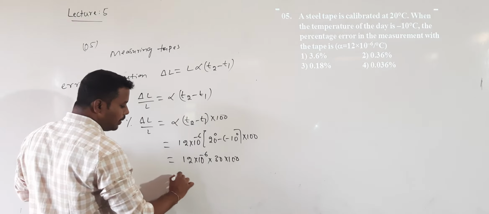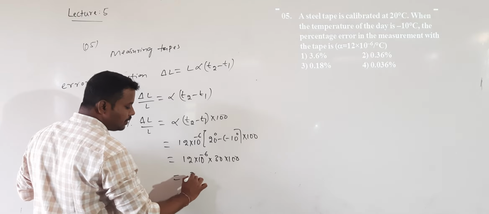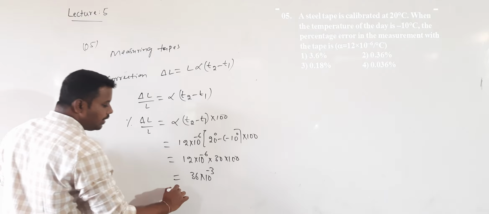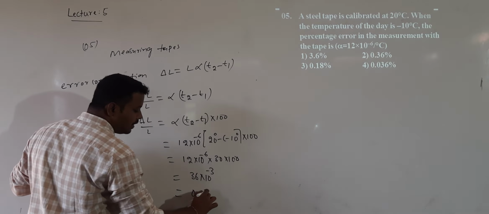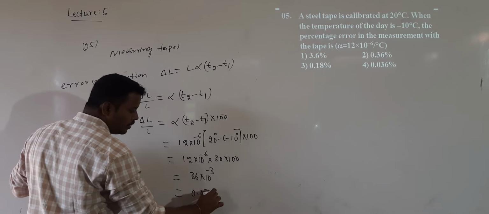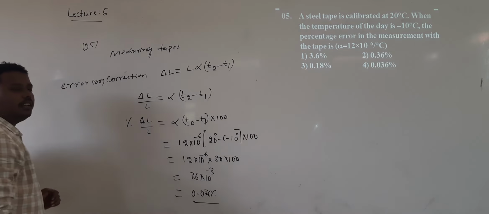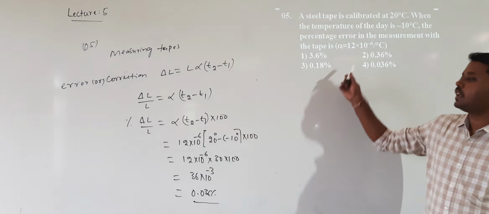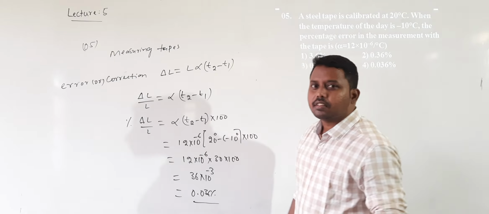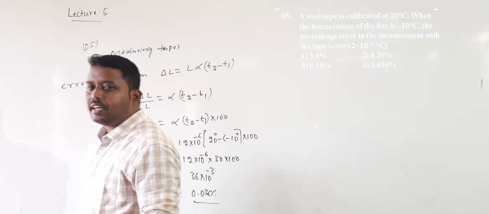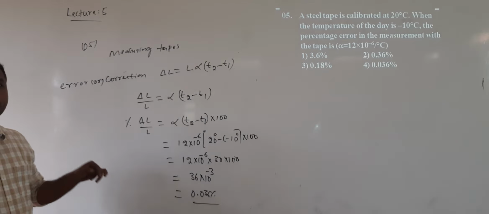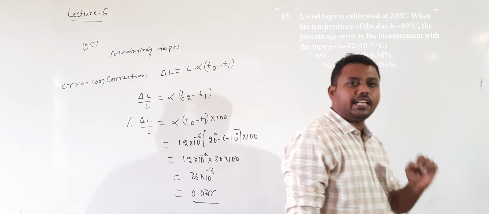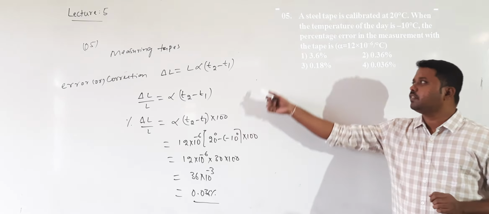Then 12 threes are 36, so 36 into 10 power minus 3, which is 0.036, that is 36 by 1000. So that is the percentage of error in the measurement of length. Why did the error occur? Due to the change in temperature. At what temperature is the scale calibrated? At 20 degrees. But at what temperature is the length being measured? At minus 10 degrees Celsius. Due to that, this much difference will occur.